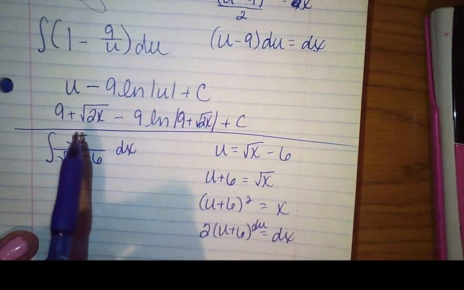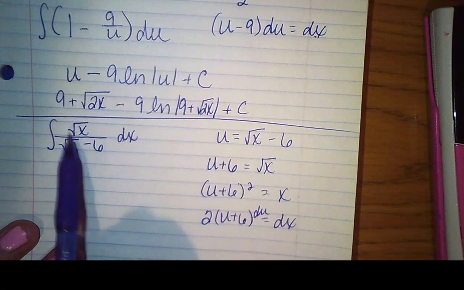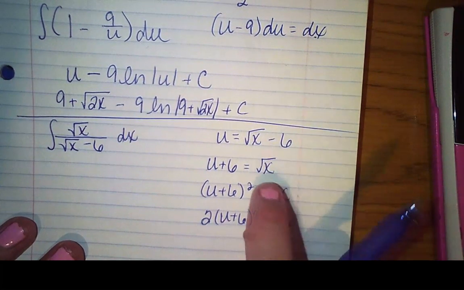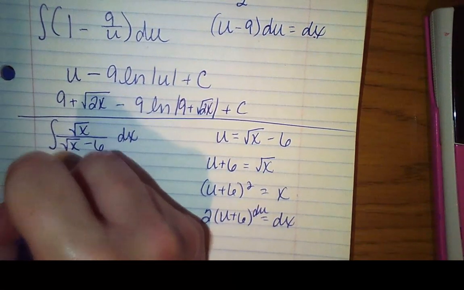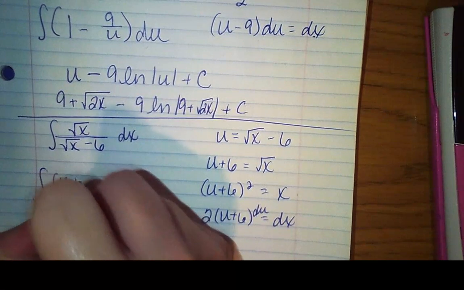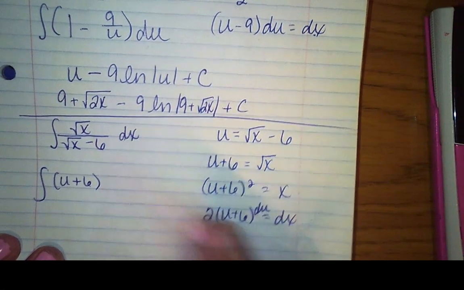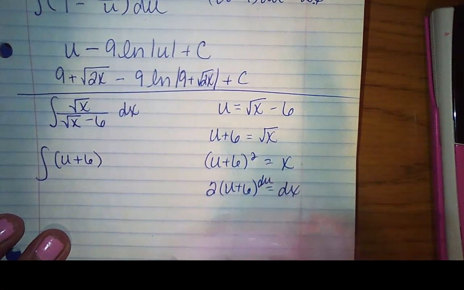And now I'm just going to back up and see what's going on. All right, so what do I need? On the last one, all I had was a 1 dx. Well, on this one, I've got the square root of x. Do I know what the square root of x can be replaced with? I do. It can be replaced with u plus 6. So I've got a u plus 6. I have a dx. Can I swap that out? Well, instead of a dx, what can I put? I can put 2u plus 6 du.